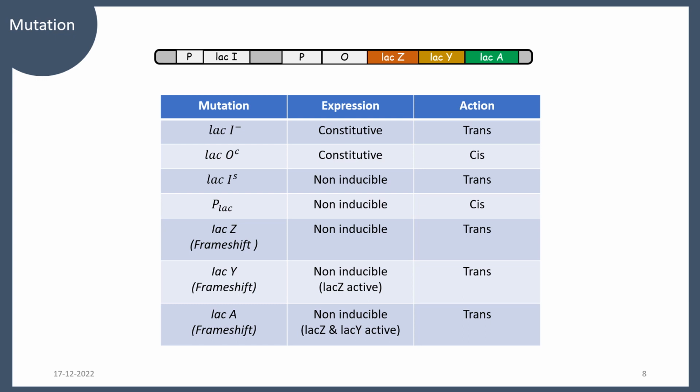So I am not discussing the mutations here. You just read this table, but you must remember some words. Constitutive expression means this operon is constitutively expressed. Then non-inducible means this operon is in switch off condition or does not express any protein. Then trans action means mutation in a protein, called a trans action. And the cis action means mutation in a DNA sequence.